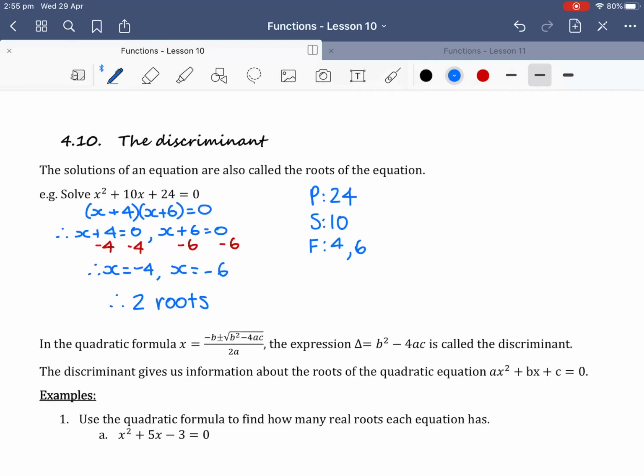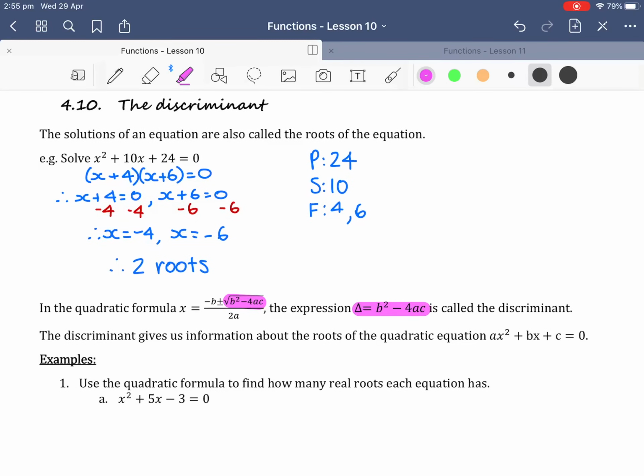In the quadratic formula, x equals minus b plus or minus the square root of b squared minus 4ac, over 2a, we have the expression of triangle, which means the discriminant equals b squared minus 4ac. The discriminant gives us information about the roots of the quadratic equation ax squared plus bx plus c equals 0, where our discriminant is represented by the triangle equals b squared minus 4ac.